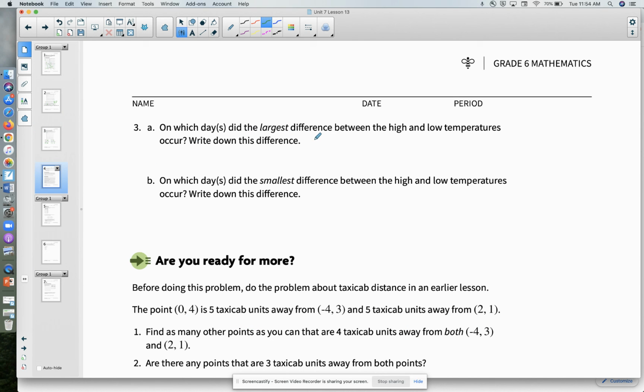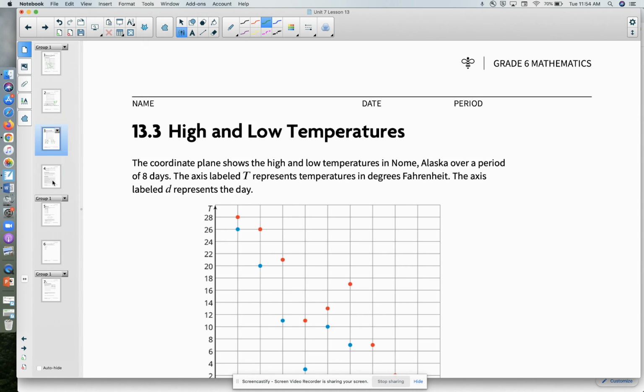And then on which day did the largest difference between the high and low occur? And which day did the smallest difference occur? So which one had the biggest gap between the high and the low? And then what is the difference? That means take the high number minus the lower number. And then on which day did the smallest occur? Which one had the smallest gap? And then find the difference. So the high and the low is subtracted. All right, so go and pause it. Take a look at the graph.